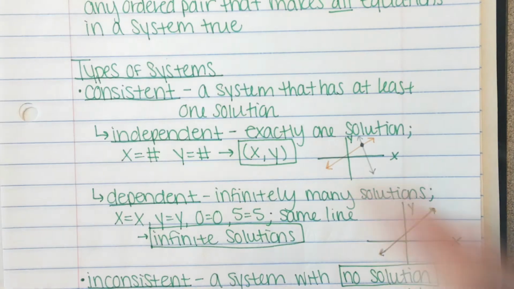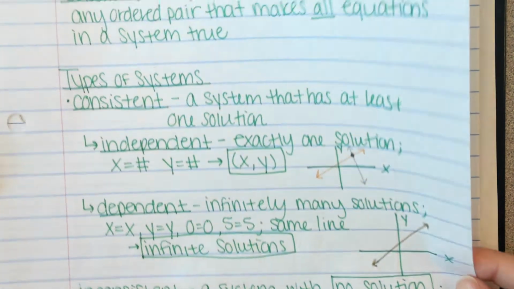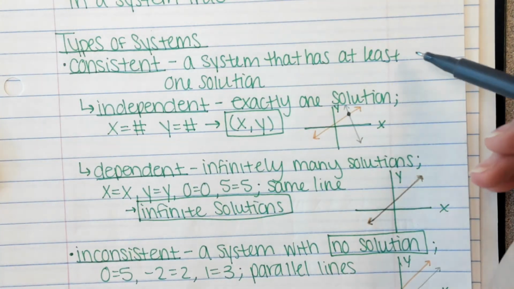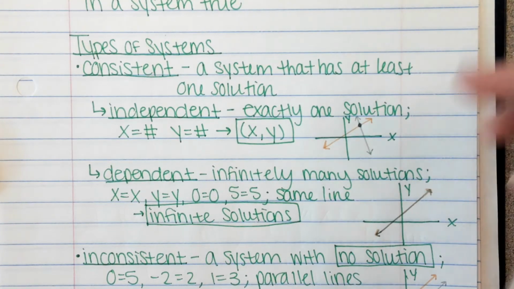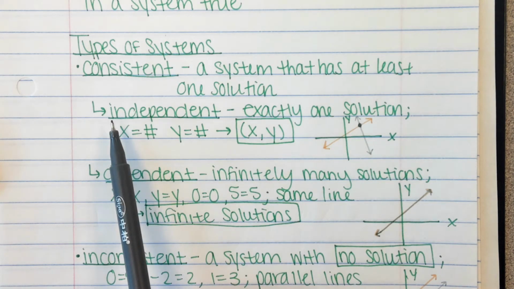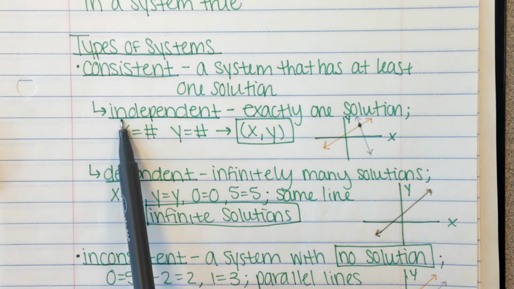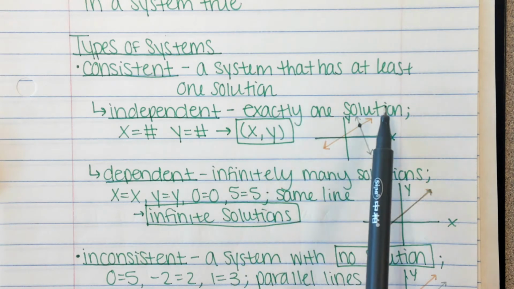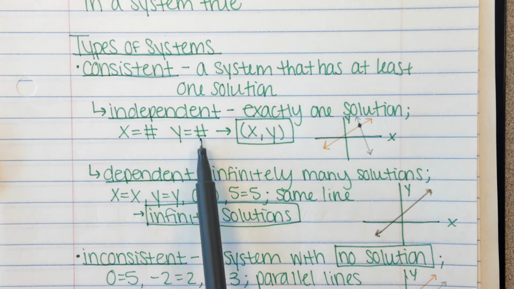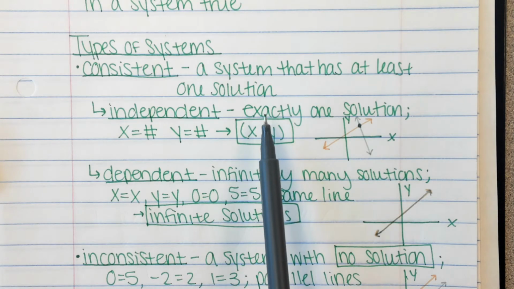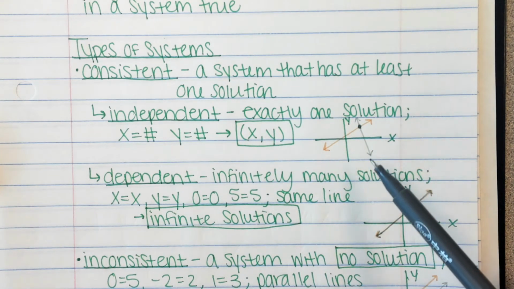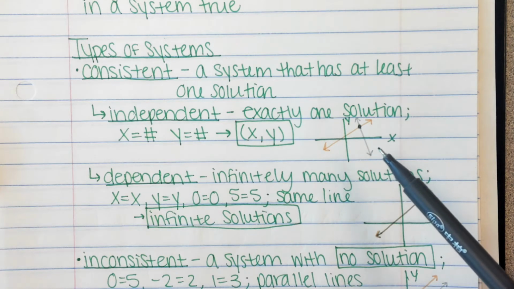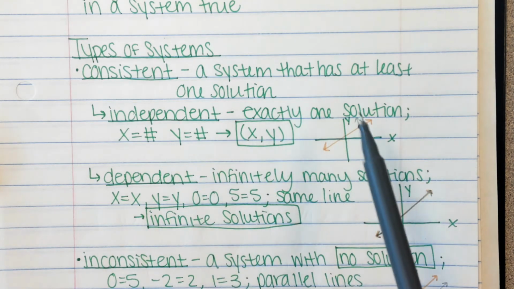You have some different types of systems. The first type is consistent. So a consistent system is one that has at least one solution. So that means it could have one solution or it could have many. If a system is independent, it has exactly one solution. That means there's one x value, one y value, one ordered pair that works for both. On the graph, you'll see that the two lines intersect at one point. Okay, so that would be independent if you graph them and they intersect at one point.